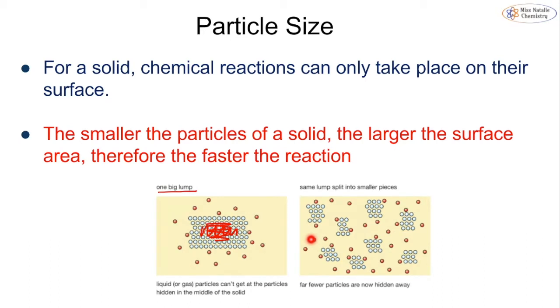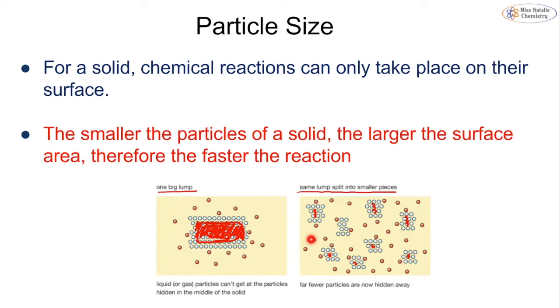If I take that same lump and I put it into smaller pieces, you can see that all the particles that were in the centre, most of them are now available in order to react. And there are still a couple of particles hidden away, but you can see that it is a much smaller amount than what we had in the first reaction. So all of these particles are all hidden as opposed to the much smaller number here.